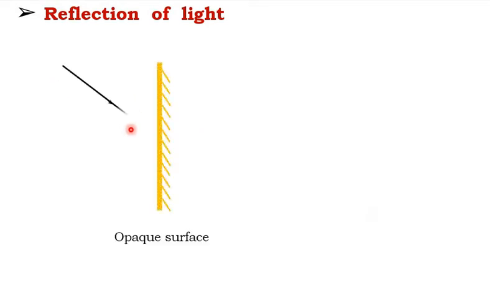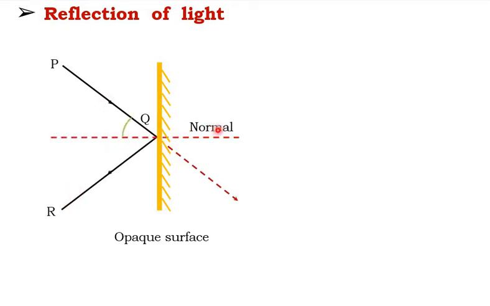Reflection of light, we know that there are certain properties. This is known as incident light and this is known as reflected light, and we draw a normal here. This is known as angle of incidence. This is known as angle of reflection. So let's quickly refresh the laws.